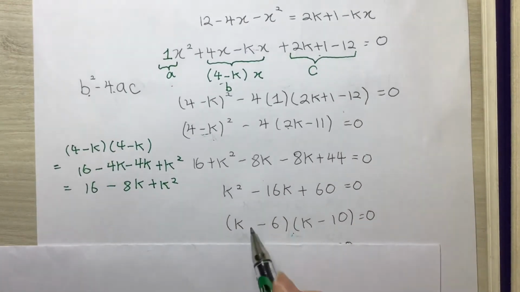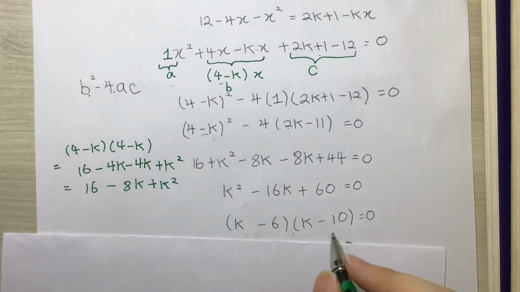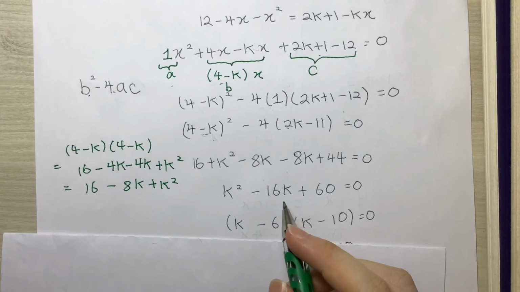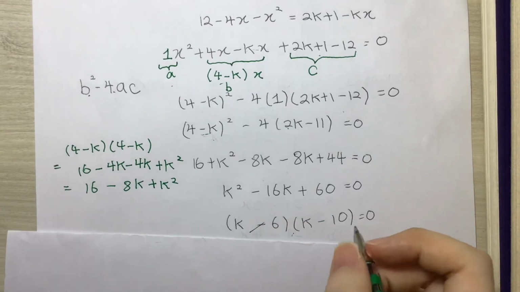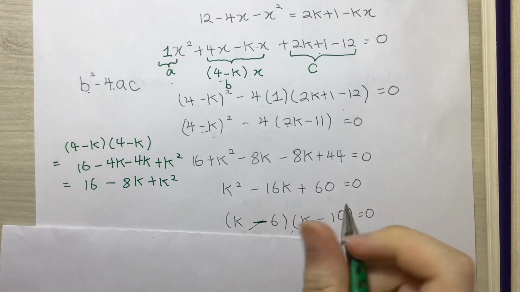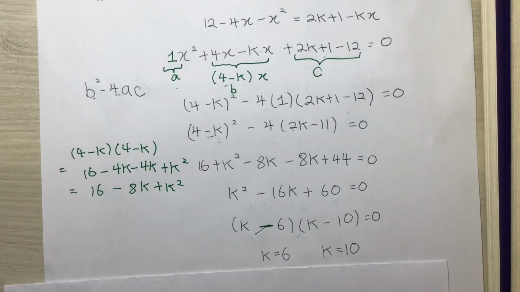6 and 10 are the factors of 60. And then with negative 6 and negative 10, you'll be able to get negative 16k when you multiply these two brackets together, to get back here. So this is just a normal factorizing procedure you have to carry out. It's pretty easy to factorize.